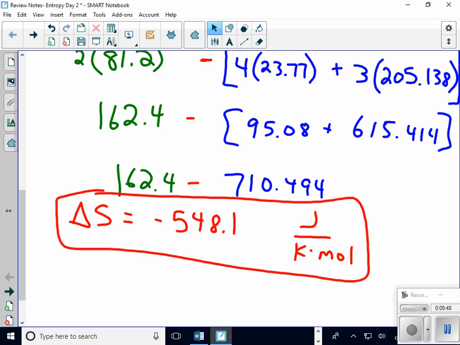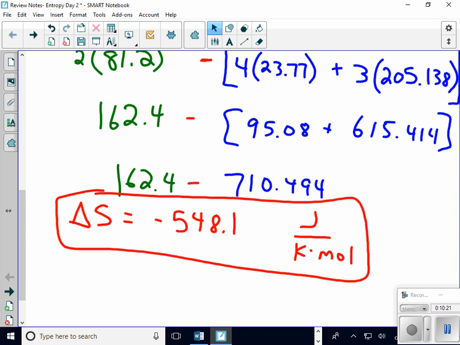Now, let me ask you this. In terms of my reaction, I said that my change in my entropy was negative 548.1. So am I getting more ordered or less ordered? More ordered, right? I'm getting more ordered because my entropy is disorder, correct? And it is going down.